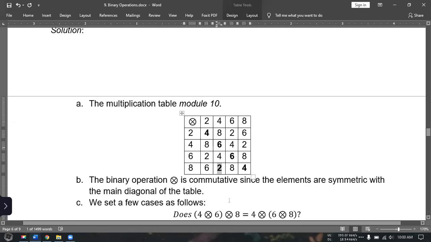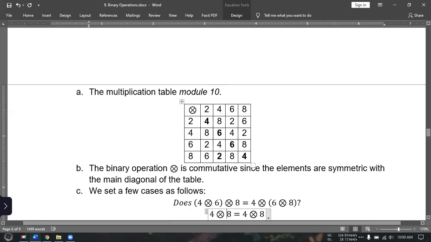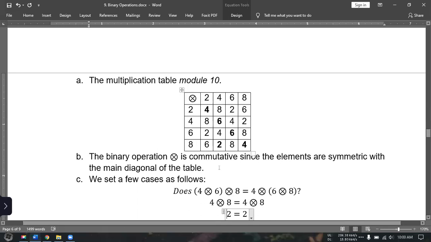The right side: 6 times 8 is 8, and 4 times 8 is 4, the same. Therefore, this specific case is associative. Right? Associative. And let's try another one.